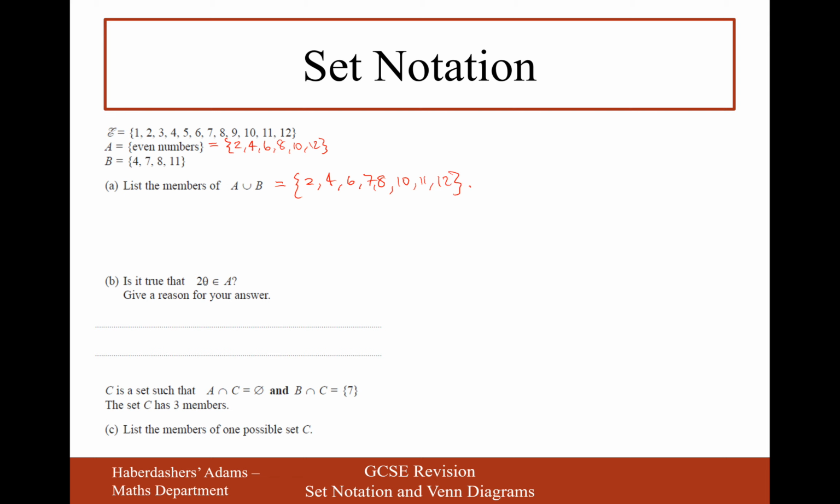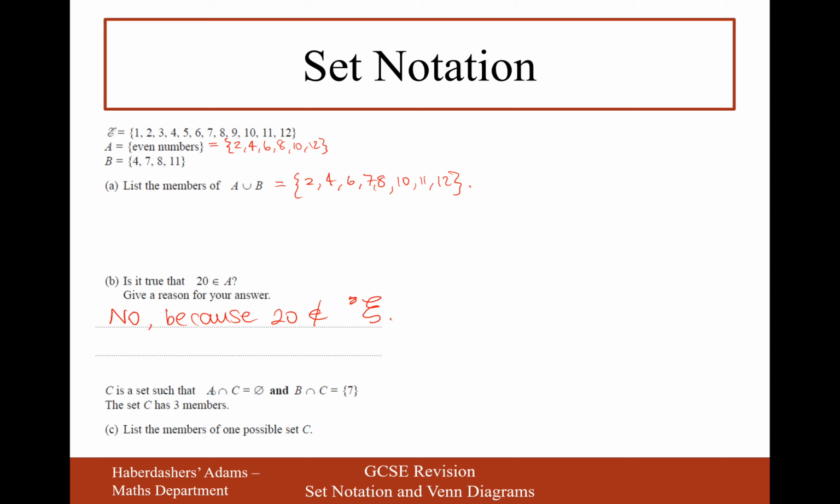Is it true that 20 exists in A? Well, A is all even numbers, but 20 is not in the universal set. So no, because 20 does not exist in, let's do that funny symbol, the universal set.